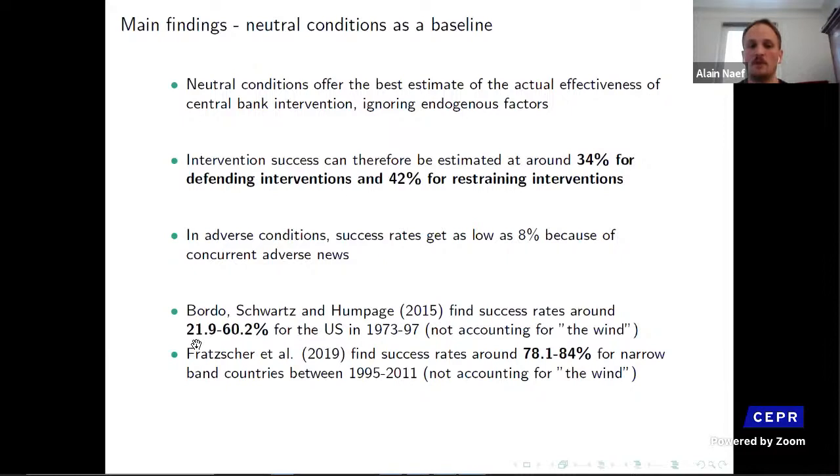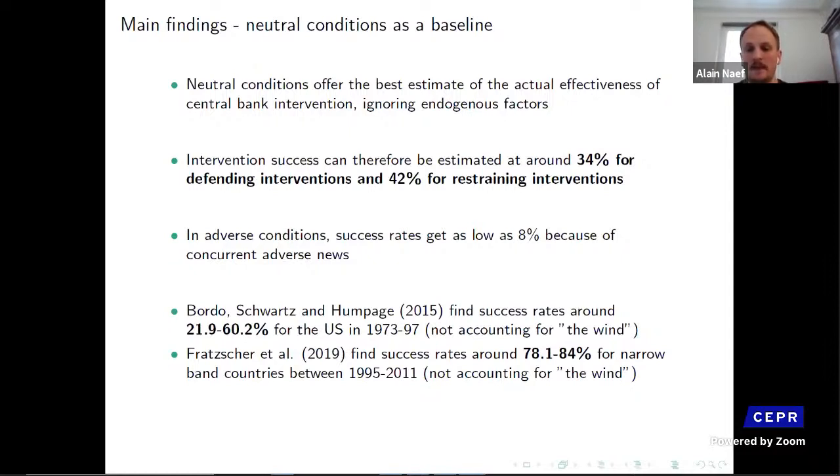And they found something between 21 and 60%, depending on the conditions, and depending on the success criteria. And so, again, what's important here is that these estimates do not account for the wind, so for what the market news are on a given day. And then I think another study that's very interesting, so this is an AEJ macro paper, and these guys, they look at a lot of different interventions by central banks in a sample from 95 to 2011.